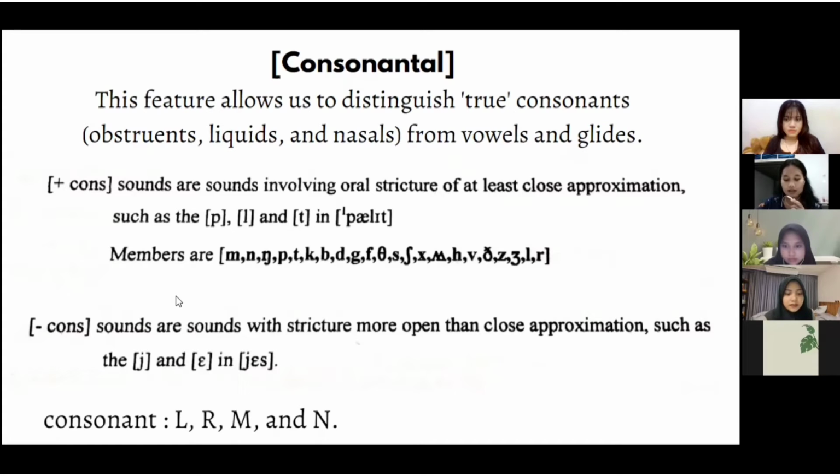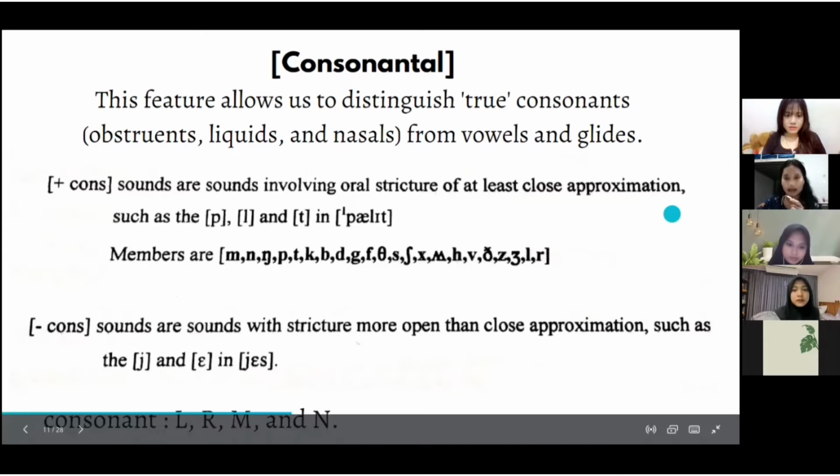Minus consonantal sounds are sounds with structures more open than close approximations, such as the j in just. Consonants of this kind include L, R, M, and N.